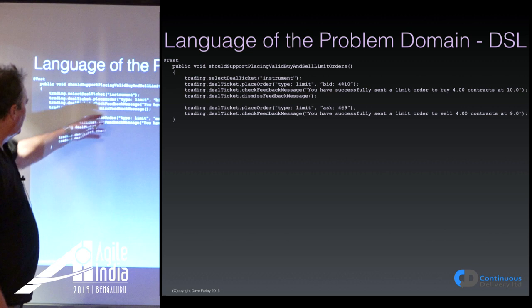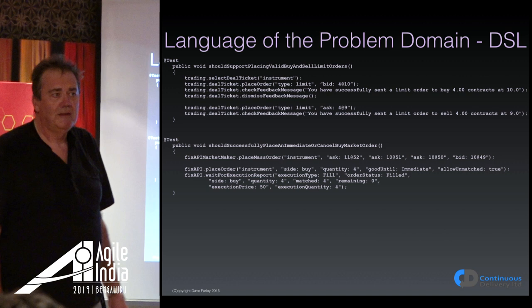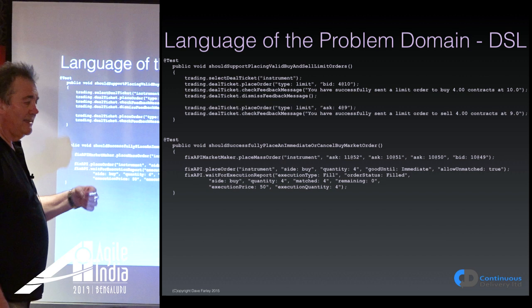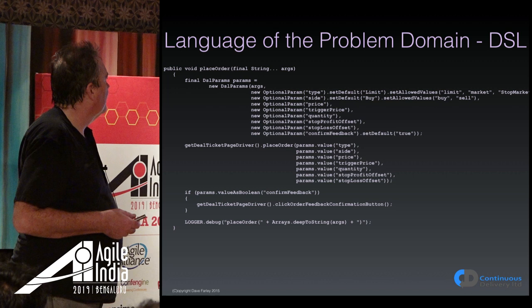Here's another one, this is going through the FIX API, placing a mass order, placing an order to match against it and confirming that the match happened. If you were a trader, although these are written in Java and they've got dots in and camel case, you could read that. You could understand what it meant. This is kind of the next layer down. This is kind of the implementation of the DSL.